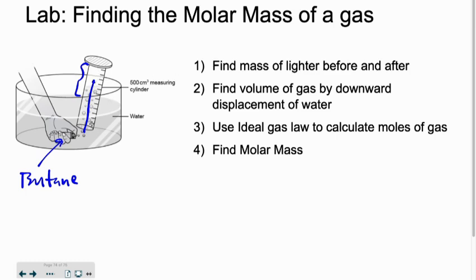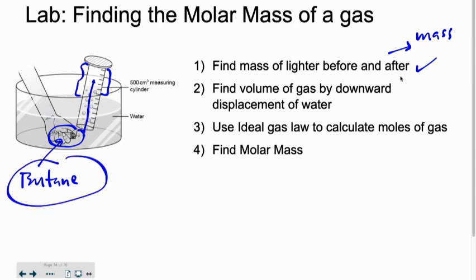So the way we do this lab is we find the mass of the lighter before and after. We will weigh the lighter, then carry out the experiment, and then find the volume. We can measure the volume of the gas by downward displacement of water, because water is being displaced downwards. From this step, we can find the mass of the butane that is being used. We can use the volume from here.